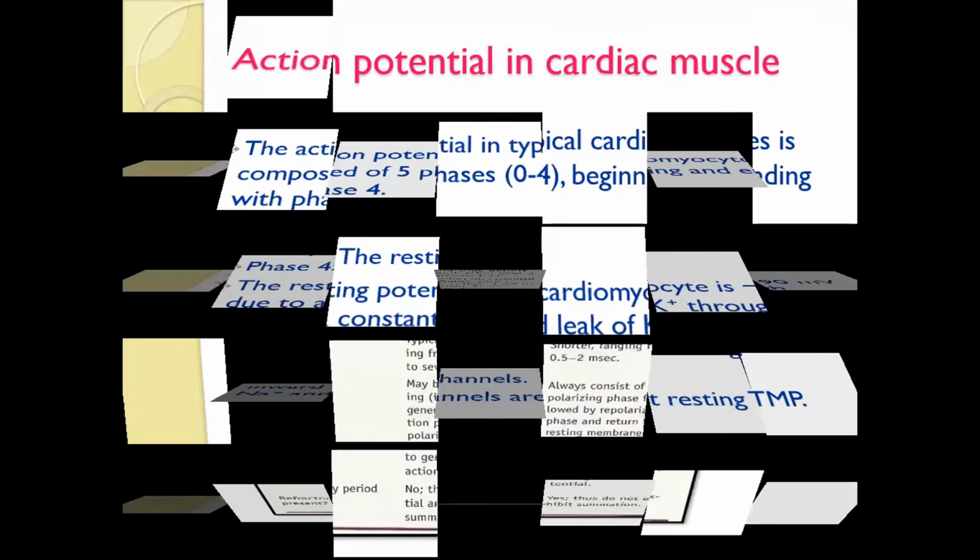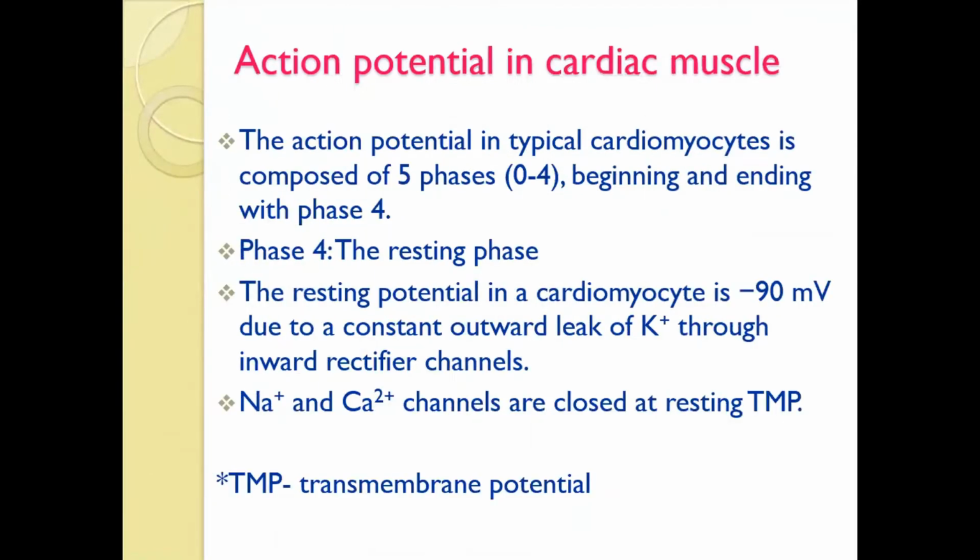Now let's go to the action potential in cardiac muscles. There are five phases, phase 0 to phase 4. We start with phase 4, the resting phase. As I mentioned just now, neurons have a resting membrane potential of negative 70 millivolts, but for cardiomyocytes it's negative 90 millivolts, due to a constant outward leak of potassium through the inward rectifier channels. I'll show you the graphs after this.